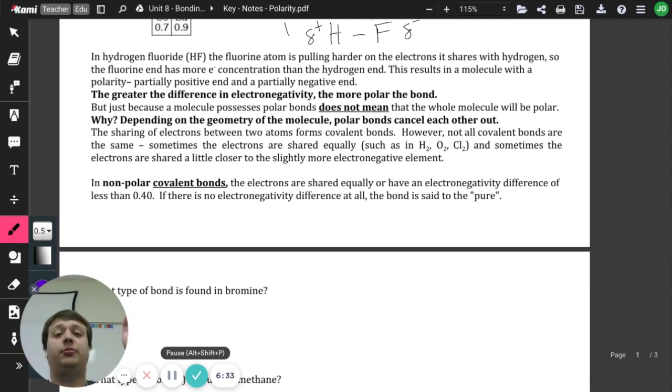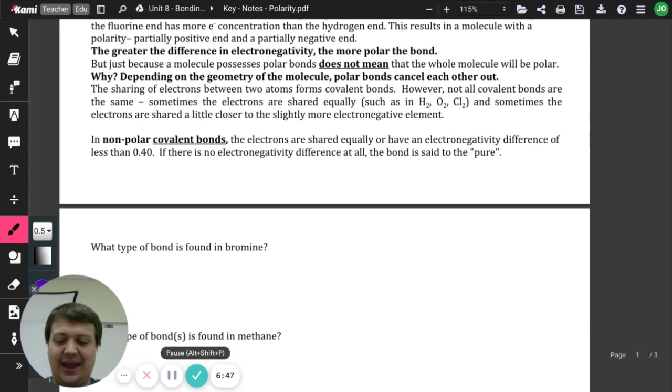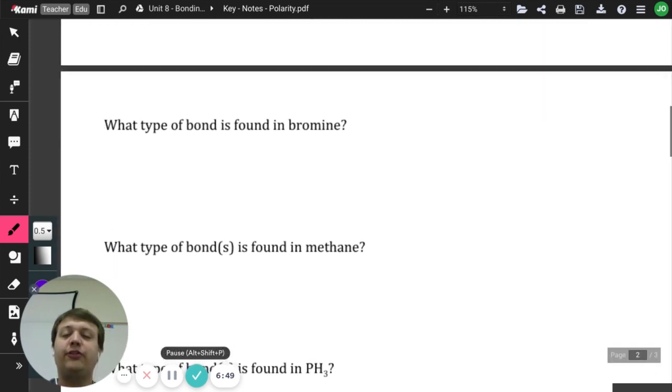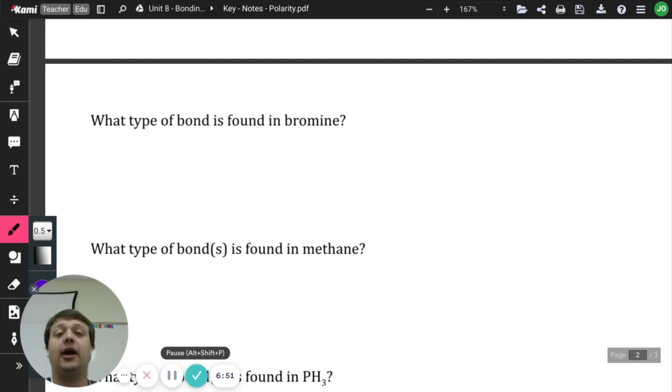Now, this is where those VSEPR shapes are very, very important. You've got to know what the shape is, because the shape could also determine the molecular polarity as well. And so that's something we're going to need to look at. That's something we're going to do in our lesson today. So first off, we need to determine the polarity of the bonds. So my first question here is, what type of bond is found in bromine?